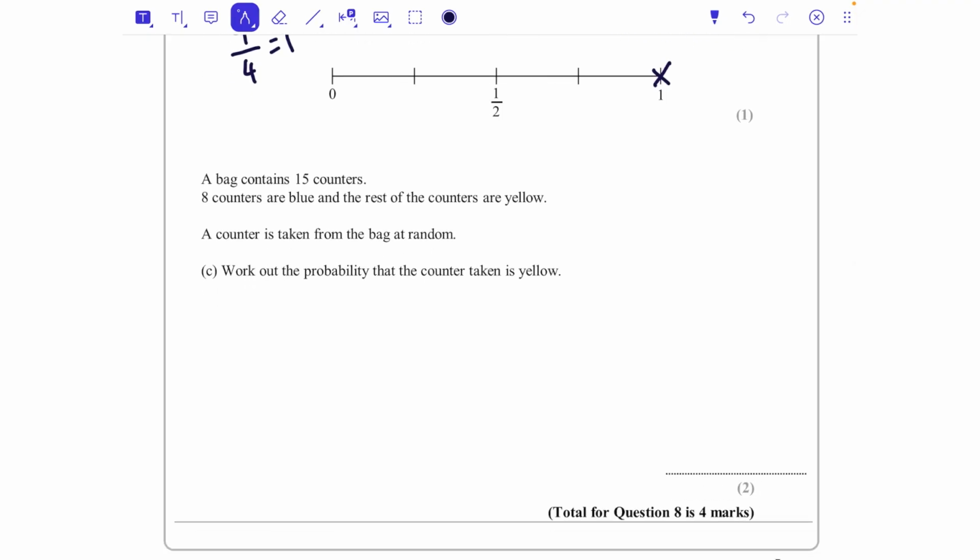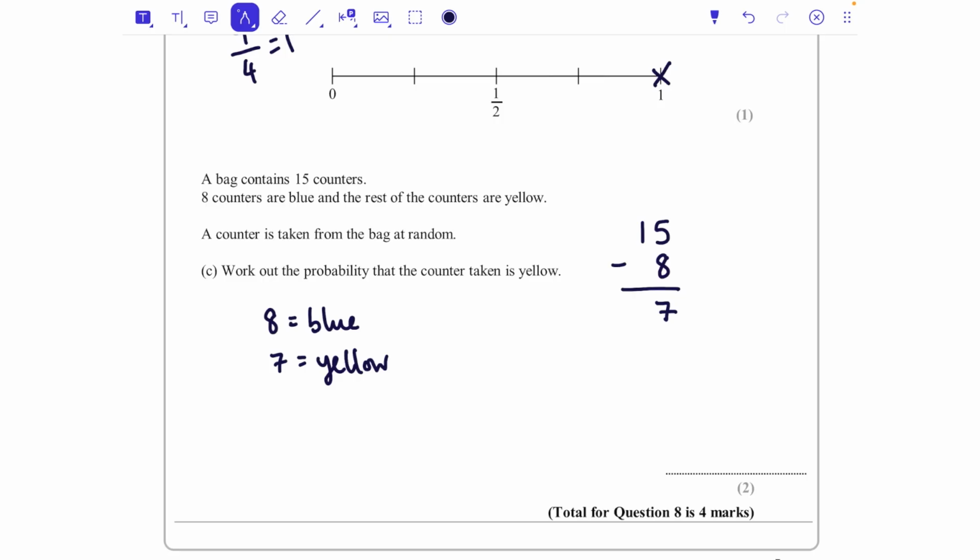A bag contains 15 counters, 8 counters are blue and the rest are yellow. A counter is taken at random from the bag. Work out the probability that the counter taken is yellow. So if there are 15 counters in the bag and 8 of them are blue, if we take that away, the rest is 7. So 8 are blue and 7 are yellow. They've told us that the rest of them are yellow. So there we go, we've got 7 yellow.